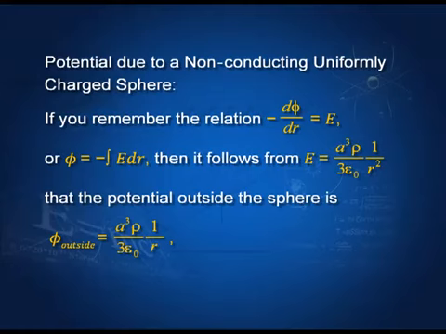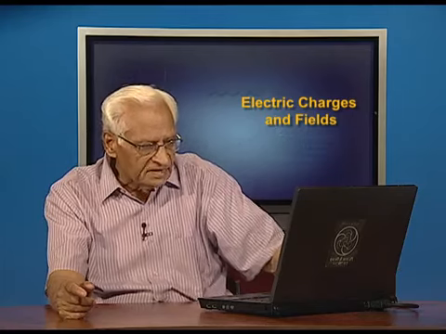Then it follows from E, for a point outside the sphere, you remember E was given by this, and the potential outside the sphere is the integral of E dr, and this gives us a cubed rho by 3 epsilon 0 into 1 by r. You see, we integrate E dr, and 1 by r squared gives you minus 1 by r, the minus gets cancelled with this, and you get phi outside equal to a cubed rho by 3 epsilon 0 into 1 by r. So, that is the potential for a point outside.